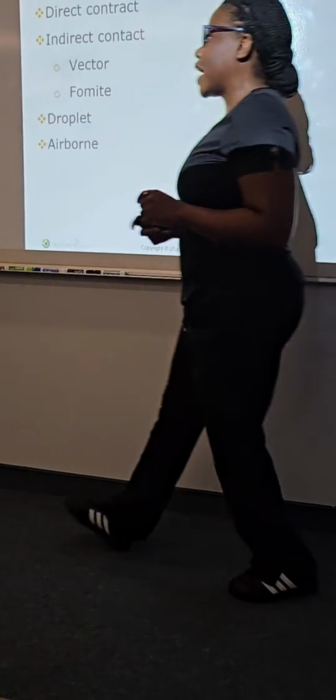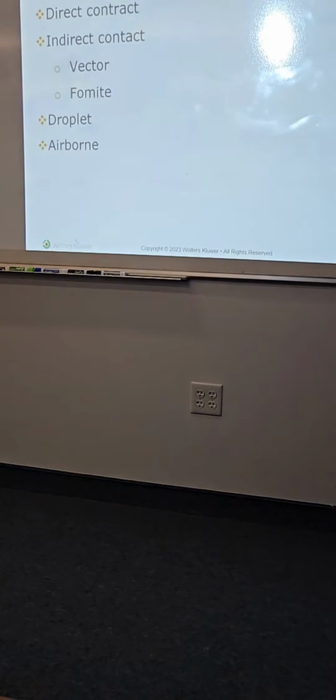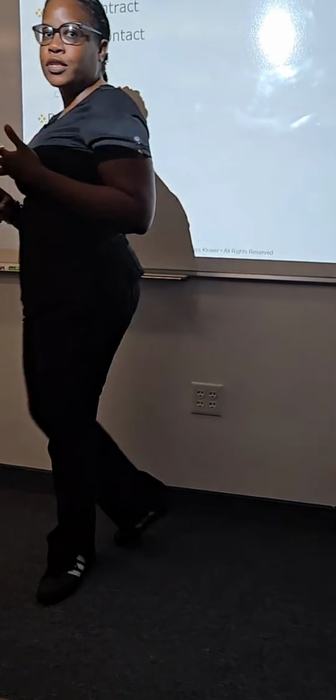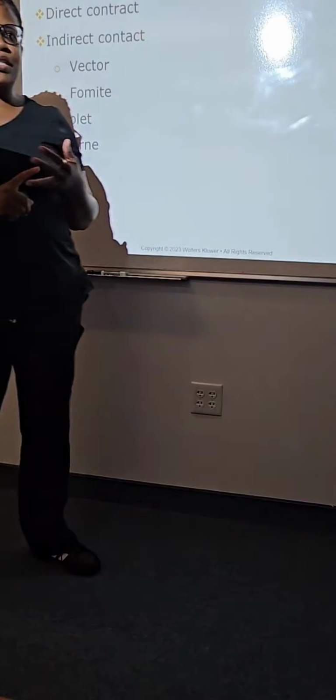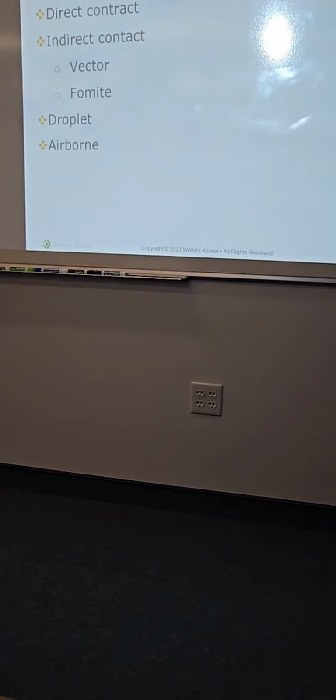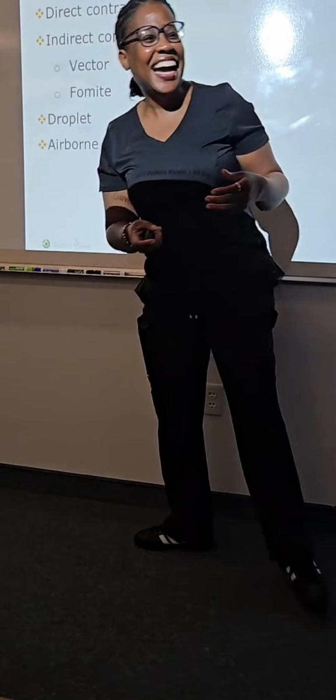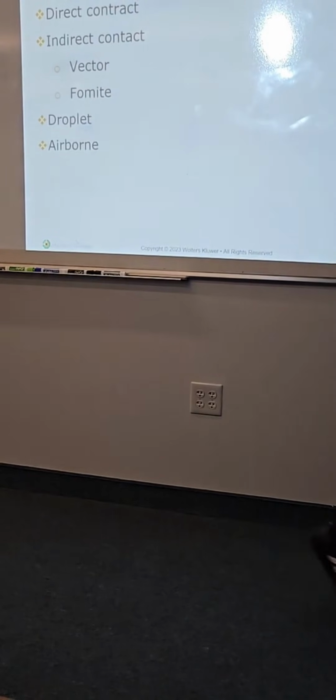And then you have your indirect contact, which is like vector or fomite. I don't know what a vector is. What's a vector? It's a bug. It's a bug that does what? Give me an example of a vector. It transports the mosquitoes. Mosquitoes. Yes, all right, that's a very good example.